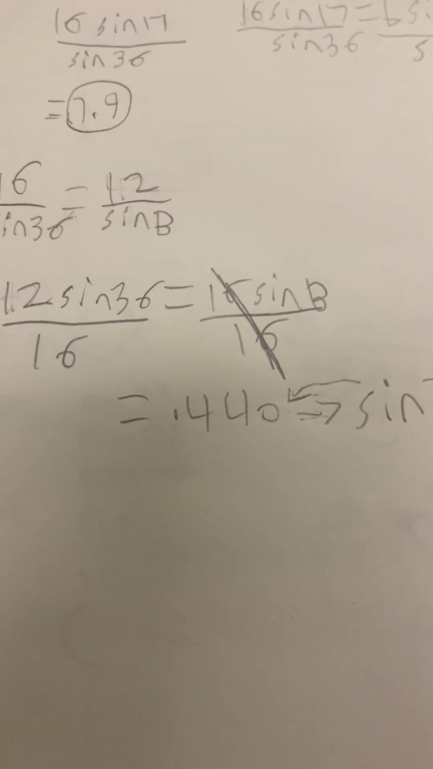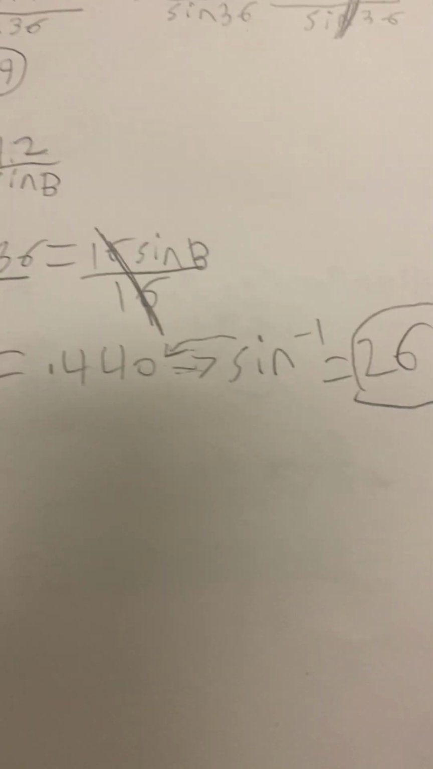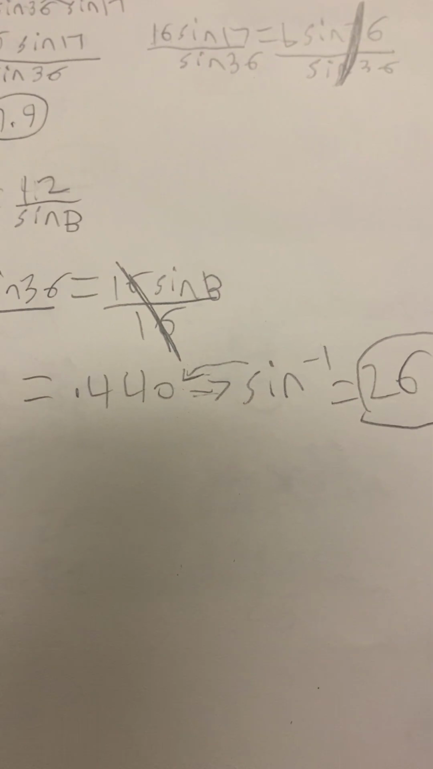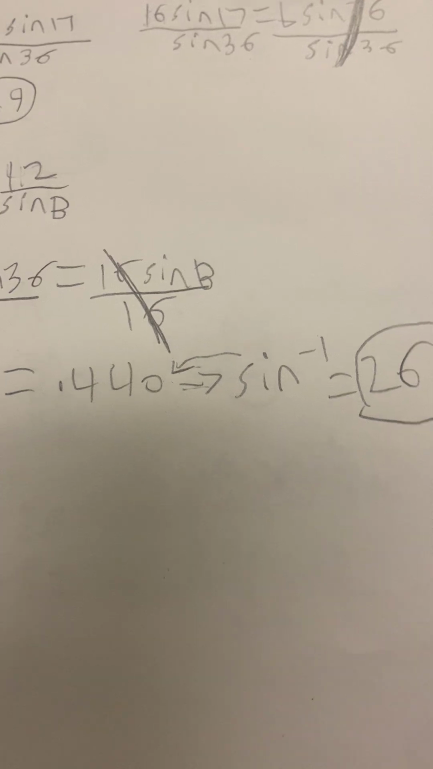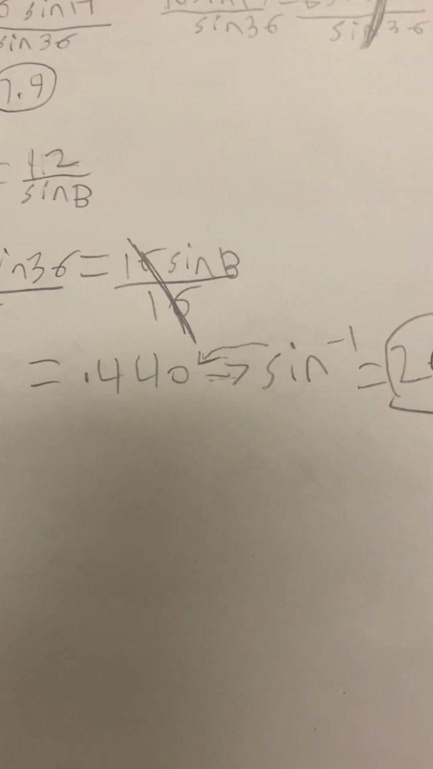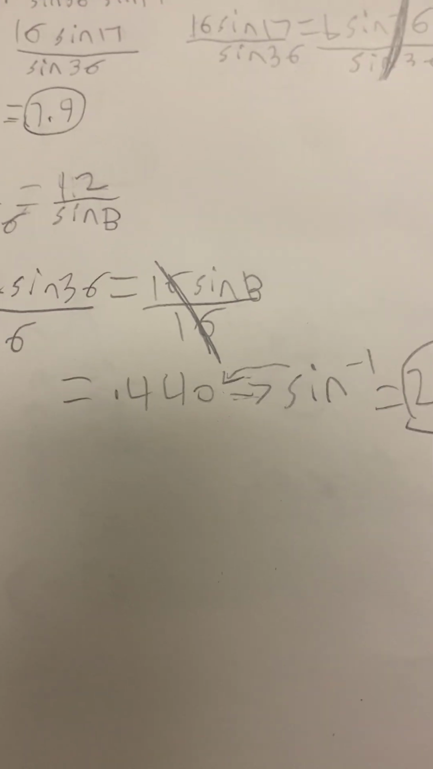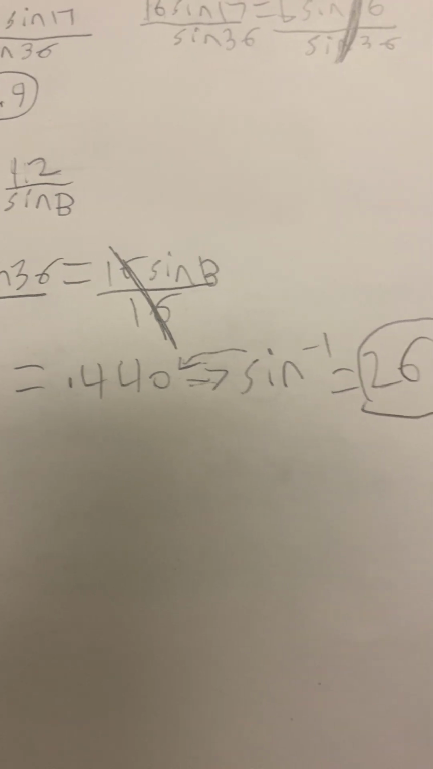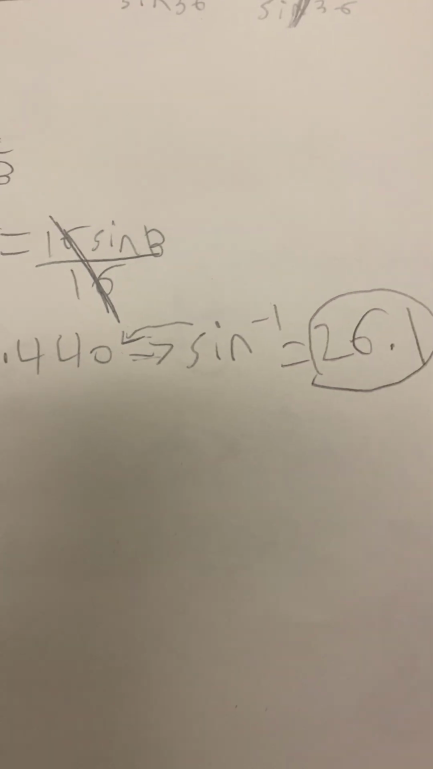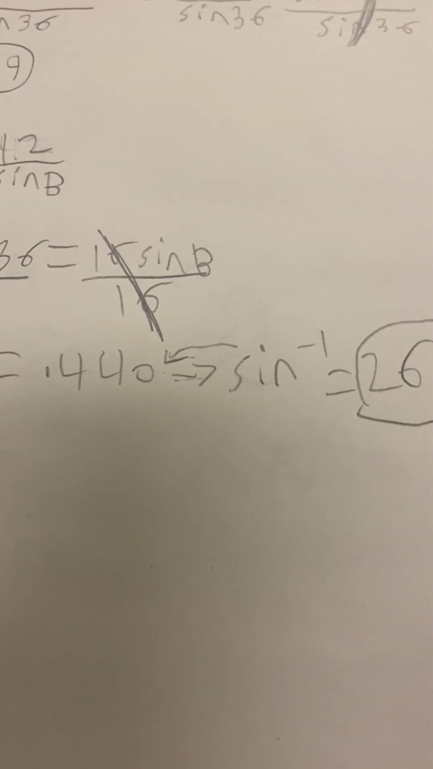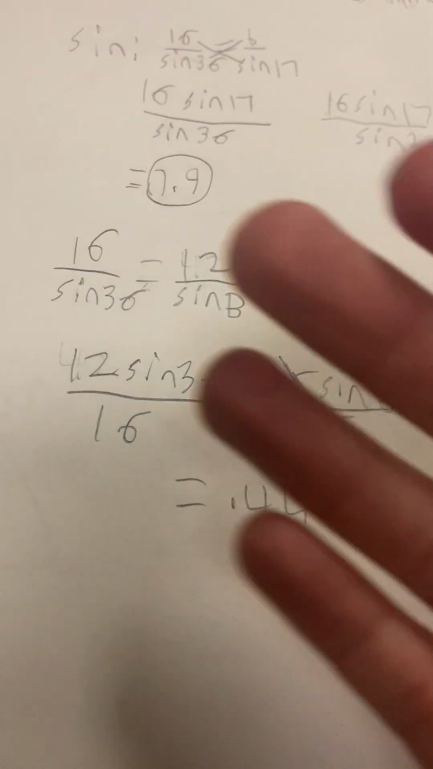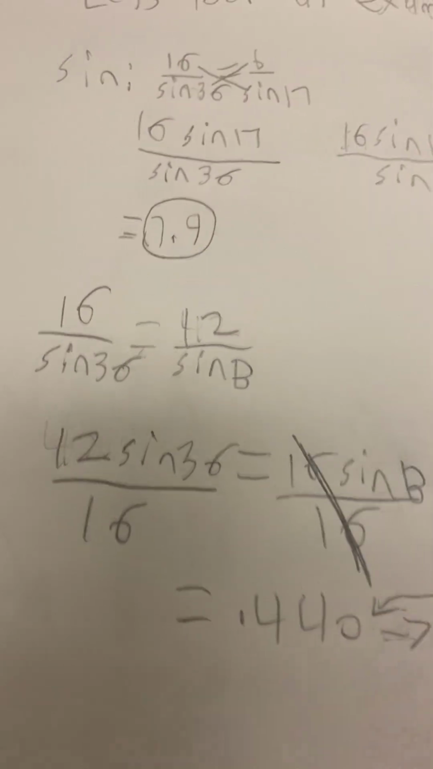You're going to get 0.440 something. And then you're going to inverse sine. Now, since this is a decimal below 1, it can be inverse sine. Fun fact, 1 can also be inverse sine. It's 90. Just thought that's something I'll tell you. And its inverse sine is going to be 26.1. So 26.1 degrees is going to equal angle B.